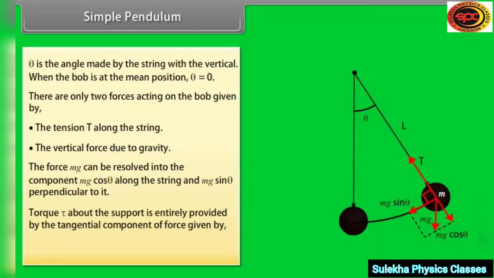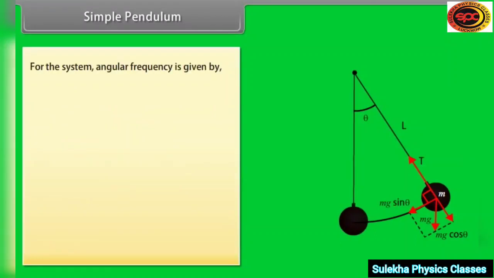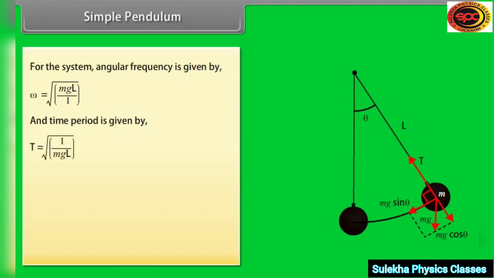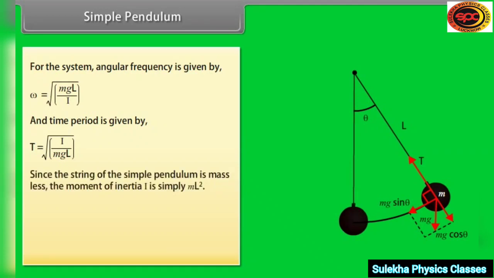The torque about the support is entirely provided by the tangential component of force, given by tau is equal to minus L mg sin theta. For the system, angular frequency is given by omega is equal to under root mgL upon I, and time period is given by T is equal to 2 pi under root I upon mgL. Since the string of the simple pendulum is massless, the moment of inertia I is simply mL square. Now, the time period of a simple pendulum is T is equal to 2 pi under root L by g.